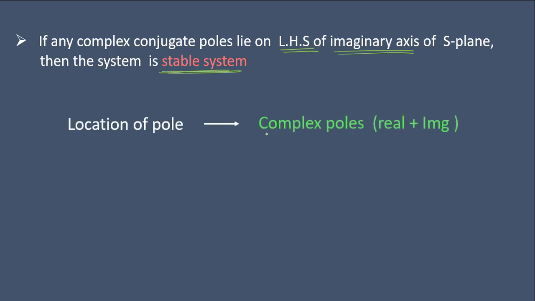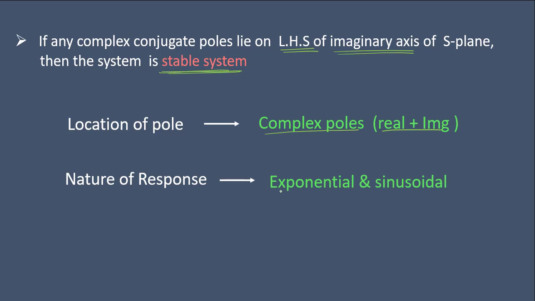Again, the location of pole was complex, which has a real part and imaginary part, and the nature of response is exponential and sinusoidal. For this example, our poles were minus a plus jb and minus a minus jb. So whenever we have complex poles, that is real part is minus a, and an imaginary part which is jb, then the nature of response will be exponential and sinusoidal. We got the response as e raised to minus at sine bt into u of t.